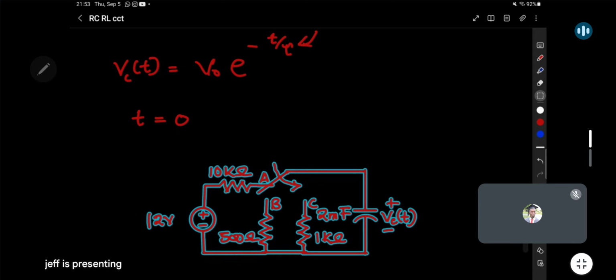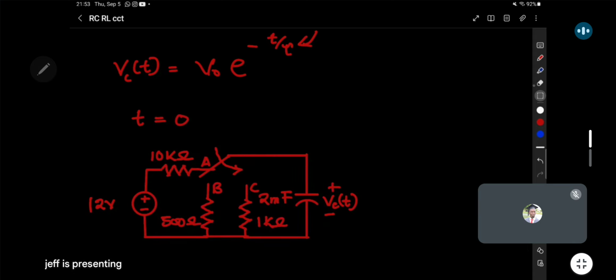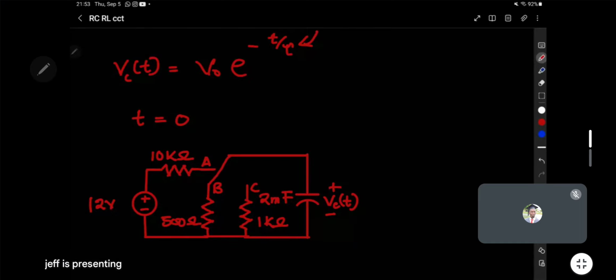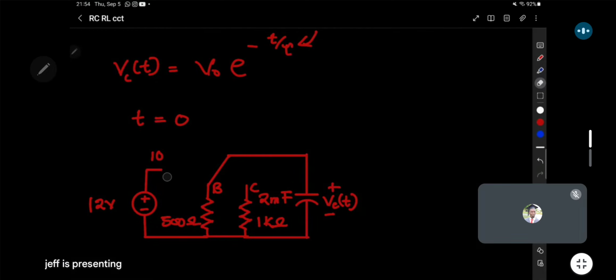So at t equals 0, the switch was moved to position B. So let's remove this, and then instead we'll just place our switch directly to point B. So this is how our circuit was. Well, nothing now connects to point A, so this is not doing anything anymore. The source is no longer active.